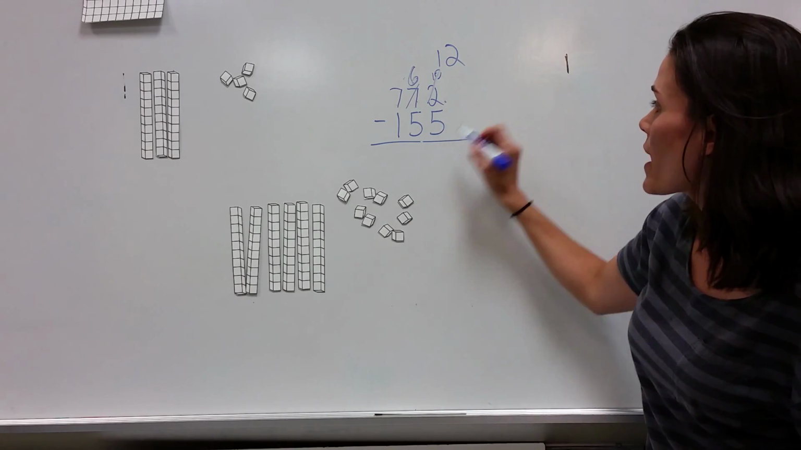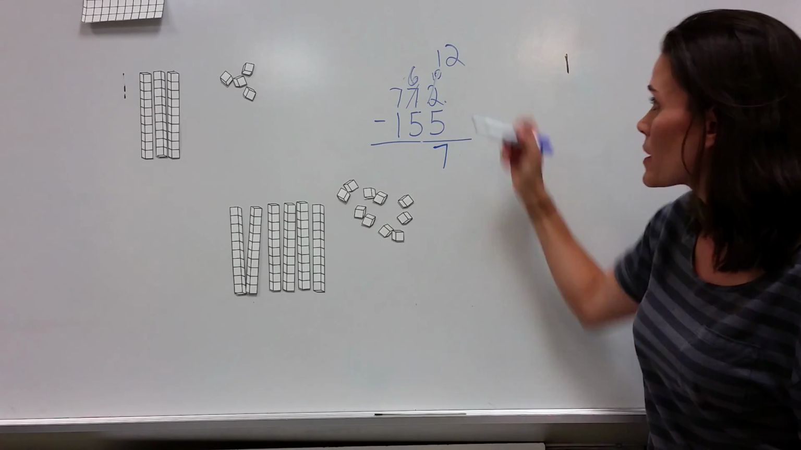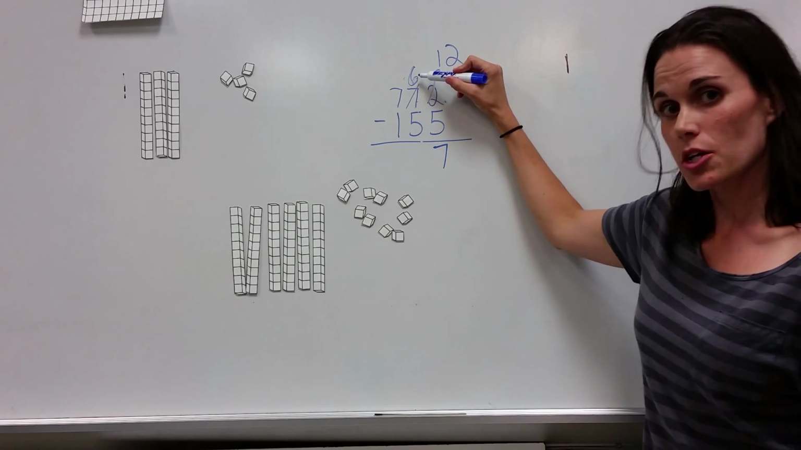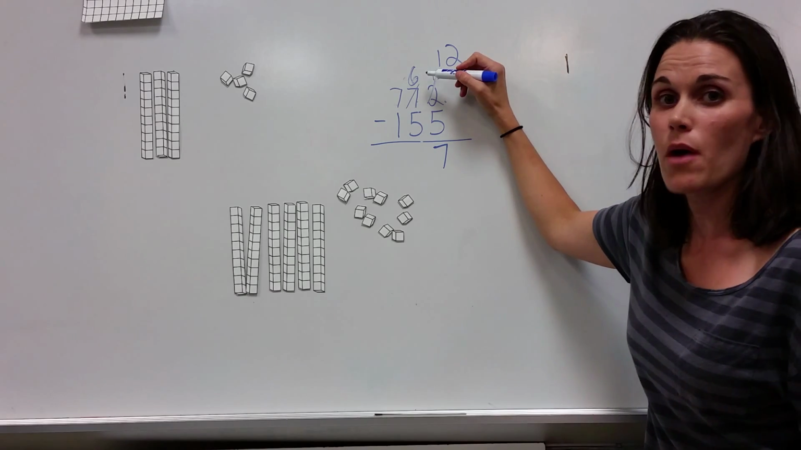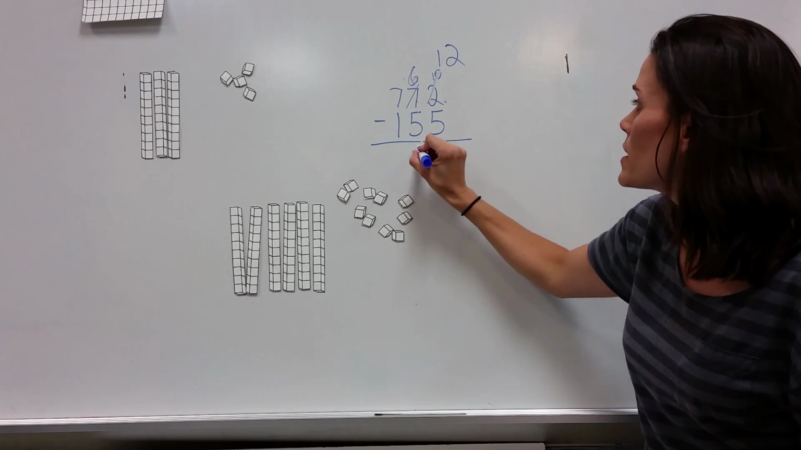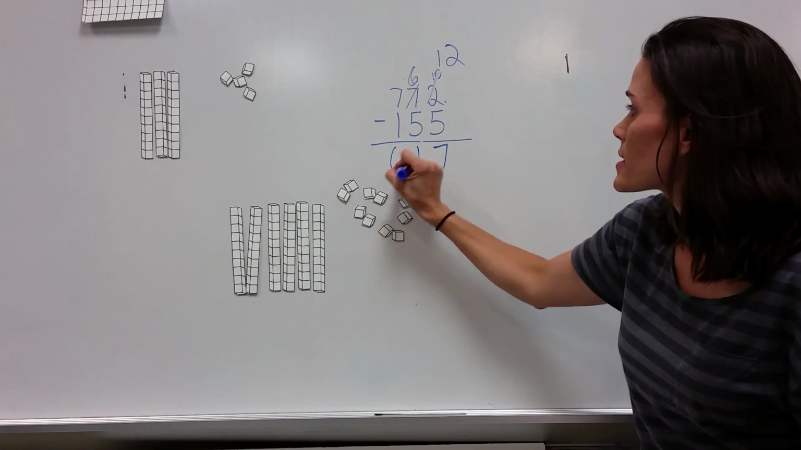Now I can do the subtraction in the ones place. So 12 minus 5 leaves me 7 ones left. I can do the tens because if I have 6 cookies on the plate, I can take 5 of them off the plate. So 6 minus 5 is 1, 7 minus 1 is 6.